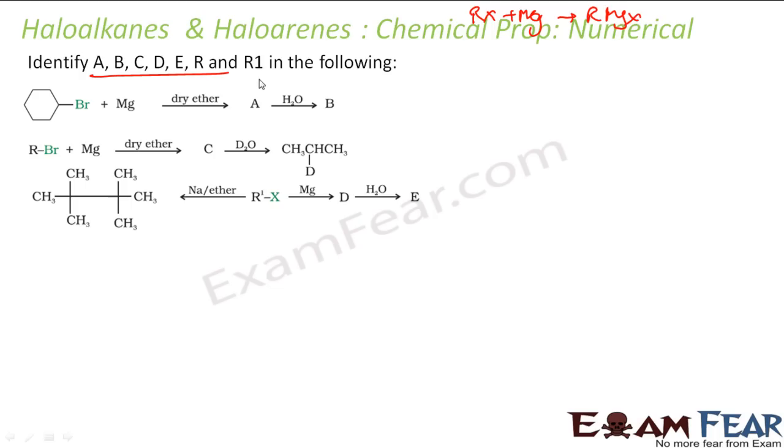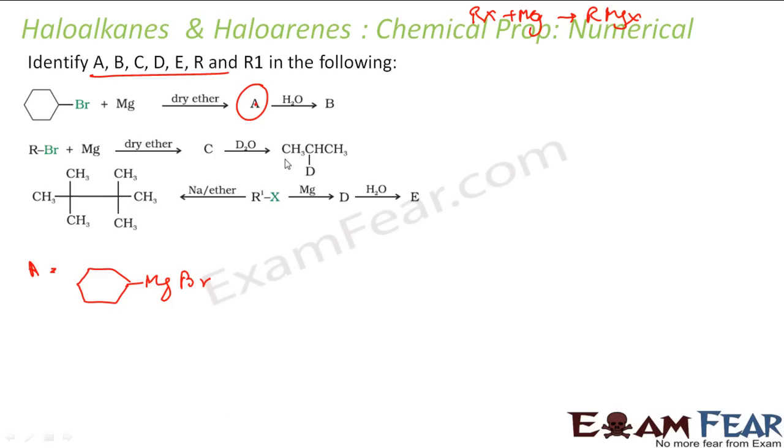So A will be what? A will be RMgX. So let me draw this A here as RMgX. Or let me write it here. A is, this is my R here, and Mg, and X is Br. This is my A. This is done.